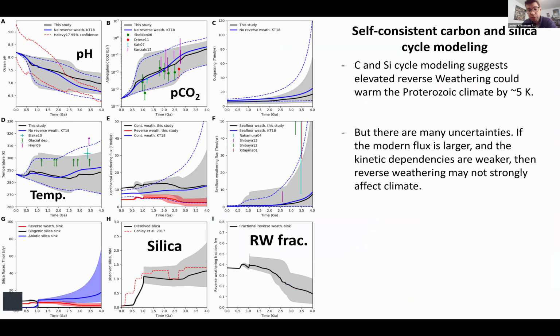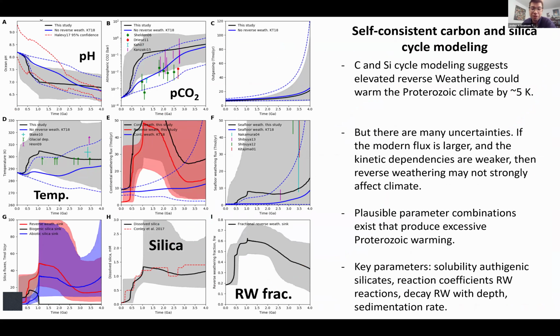There are also seemingly plausible sets of parameter combinations that give you an excessive amount of warming in the Proterozoic. And this is not realistic, I don't think. This is disagreeing with CO2 proxies in a pretty dramatic way. But this is just to show that there's a lot of uncertainty, specifically in the sediment diagenesis model.